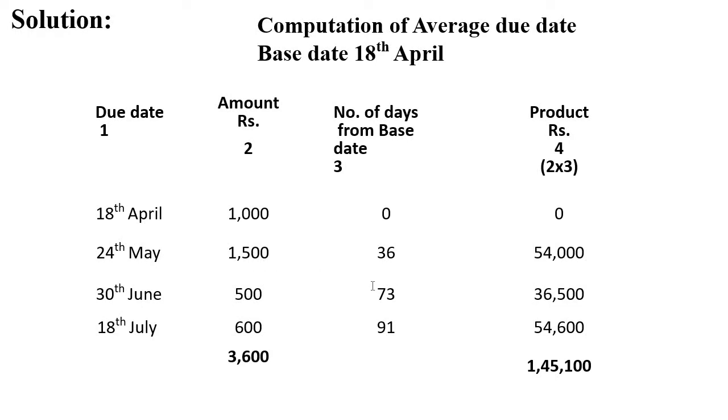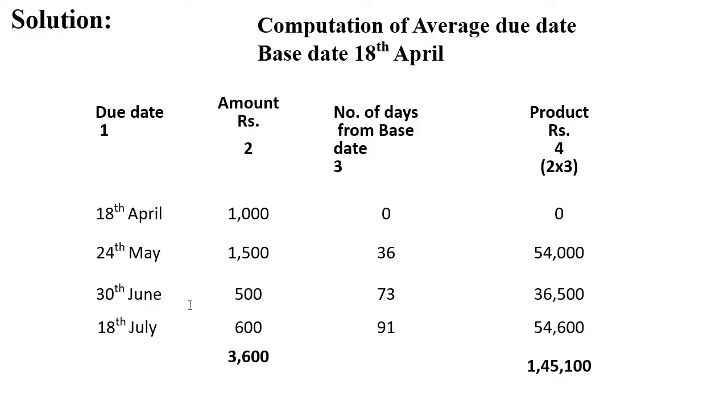Then the third date is 30th June. The base date is 18th April. From 18th April till June, we have to find out the number of days. Till 24th May, the total number of days is 36. Since May month holds 31 days, the remaining 7 days have to be added. In the month of June, there are 30 days. So 36 plus 37, the total number of days is 73 for the due date of 30th June.